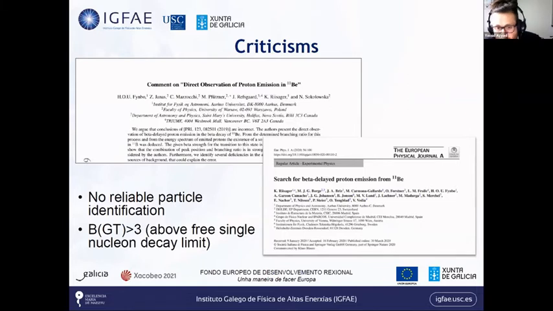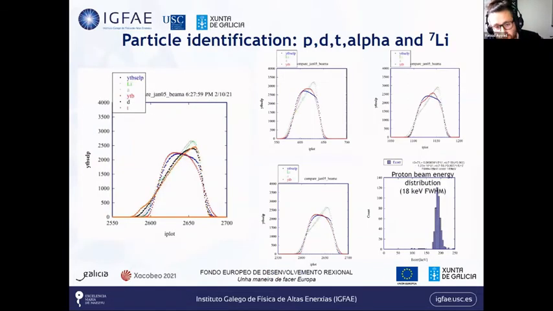Because of this, we decided to reanalyze the whole data, including other particles, for example tritons, even though the probability of having beta delayed triton emission is very, very low. What we did was include all the possible particles that could be there, regardless of the branching ratio, to reanalyze the data.